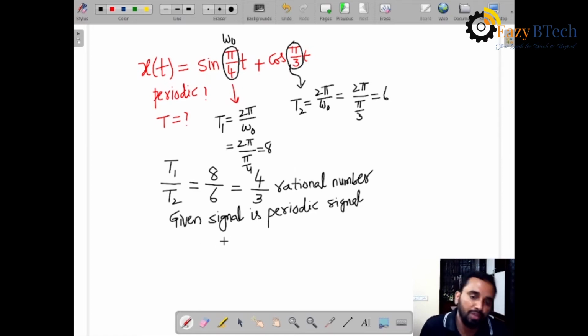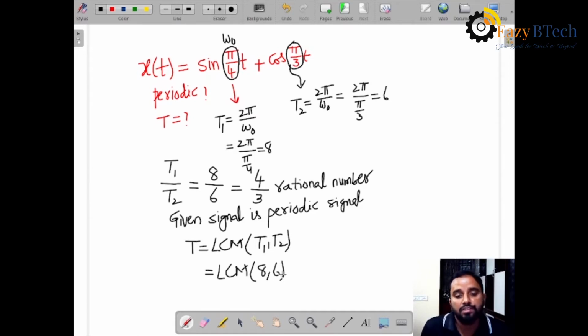Then how do we find the total time period T? It is equal to the LCM of t1 and t2. So what is the LCM of 8 and 6? t1 is 8 and t2 is 6. What is the LCM?